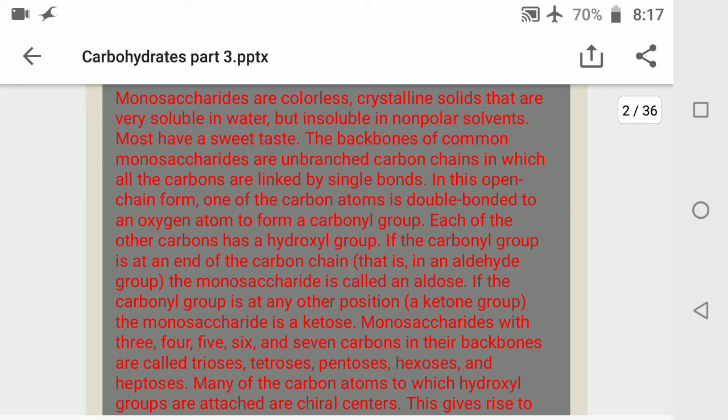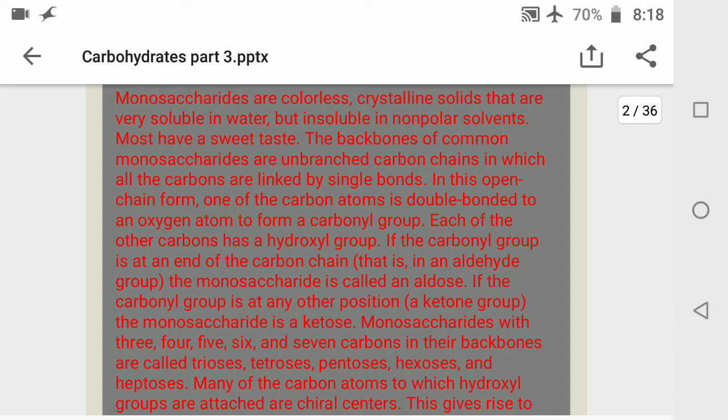The backbone of common monosaccharides is an unbranched carbon chain in which all carbons are linked by single bonds. In this open chain form, one of the carbon atoms is double bonded to an oxygen atom to form a carbonyl group. Each of the other carbons has a hydroxyl group. If the carbonyl group is at the end of the carbon chain, the monosaccharide is called an aldose. If the carbonyl group is at another position, the monosaccharide is known as a ketose.